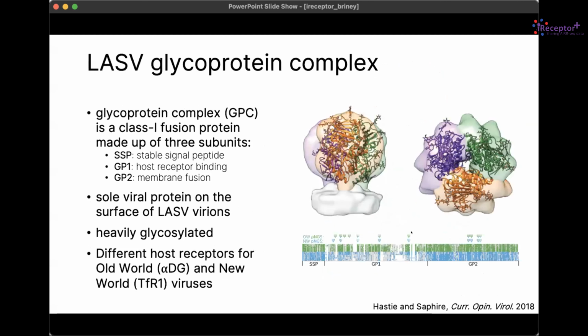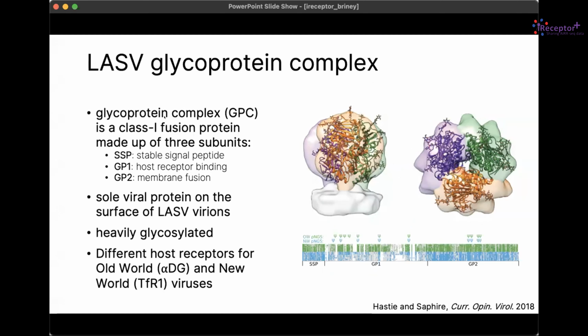If we look at the Lassa glycoprotein itself, which is the protein we are most interested in because that's the target for antibodies, it's the only protein on the surface of a Lassa virion. So it's a class 1 fusion protein. If you're familiar with antibodies against glycoproteins, a lot of this will sound pretty familiar.